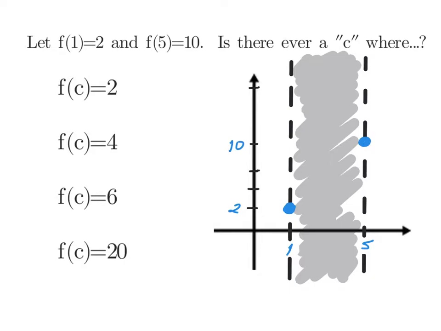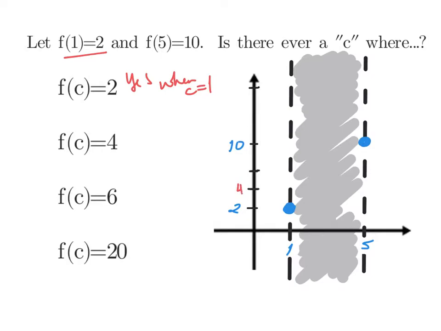Well, yeah, I've graphed what we know about this problem so far, that f of 1 is 2 and f of 5 is 10. And that's really all we know, these 2 points on f of x. So do we know that f of c can equal 2? Well, yes, of course it can. We're told f of c equals 2 right here when c equals 1. But how about can f of c equal 4 or 6 or 20?